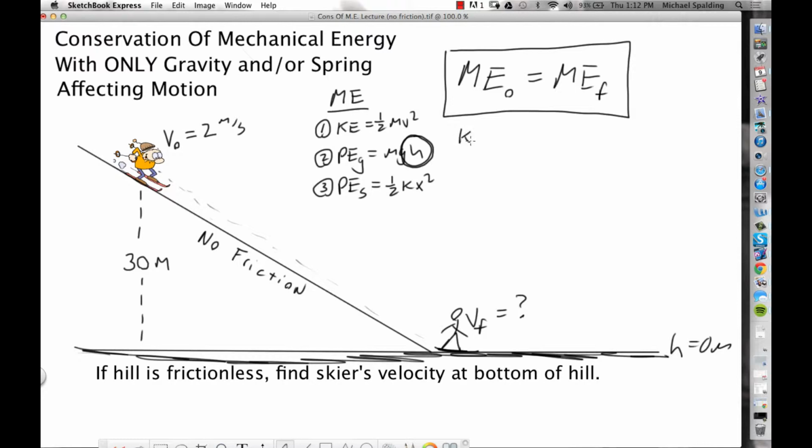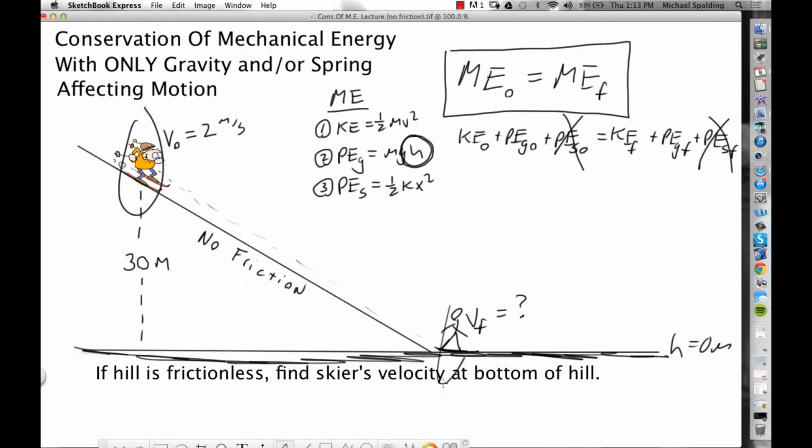So basically we're saying kinetic initial plus potential of gravity initial plus potential of spring initial equals kinetic final plus potential of gravity final plus potential of spring final. Does this problem have any springs? Nope. So cross the spring ones out. There's no spring energy. They're gone. Okay, so up here is the initial. Here's the initial. Here's the final.